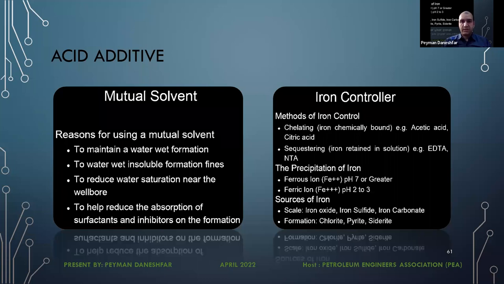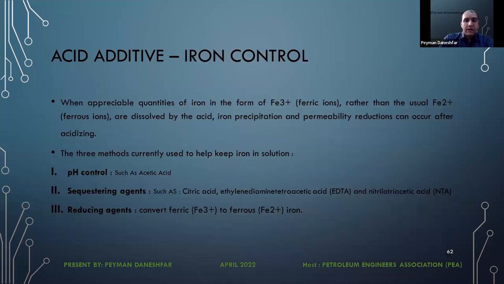And one of the important ones is the iron controller. We have some types of iron controllers, and we will talk about iron control in the next slide. Additive iron controller. When we have the iron in the form of ferric ions rather than the usual ferrous ions dissolved by the acid, iron precipitation will occur, and permeability reduction can occur after the acidizing.